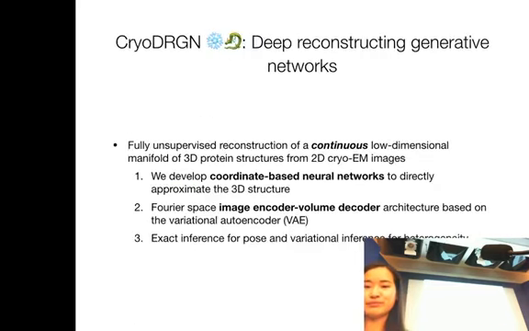So our particular method is called CryoDRGN, which stands for Deep Reconstructing Generative Networks. We develop, in brief, coordinate-based neural networks to directly approximate the three-dimensional structure. We use a Fourier space image encoder volume decoder architecture based on the VAE to learn a latent variable describing the protein's structural heterogeneity. We also employ an exact inference for the pose variables and variational inference for the heterogeneity.